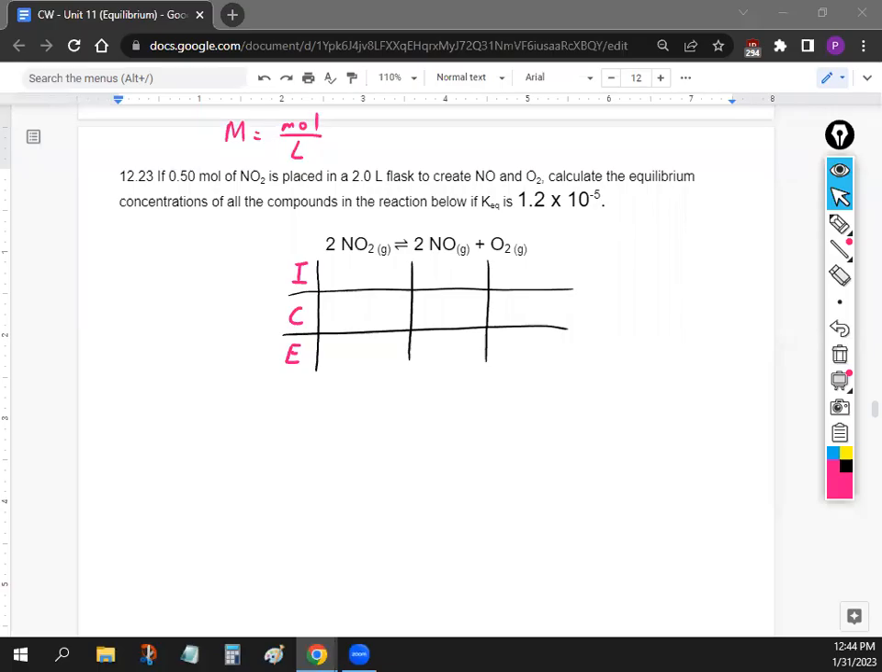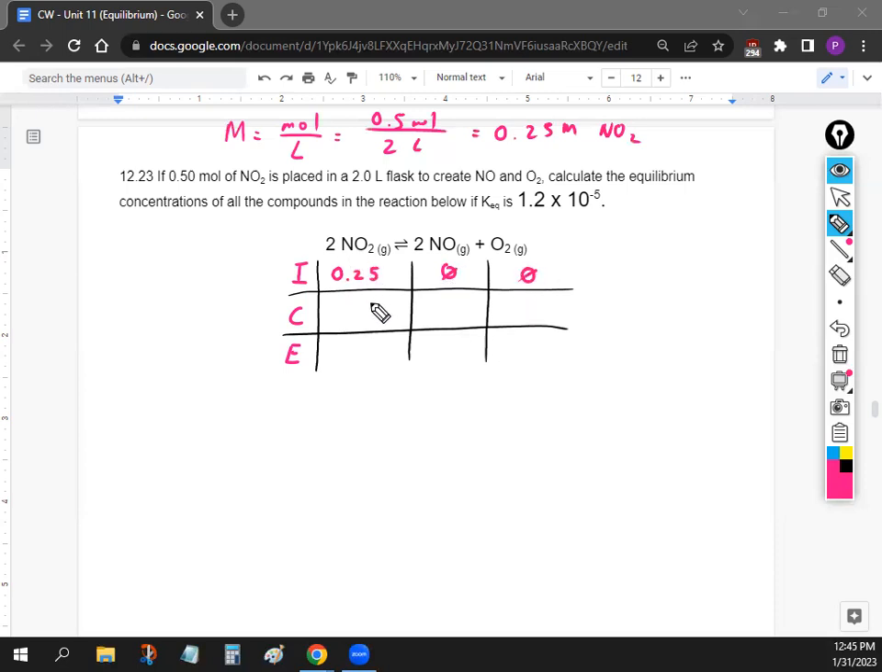All right, so here we have to set up an ice table because we have the starting concentration of the reactant, NO2, and we got the equilibrium constant, right? And so first thing you want to do is convert the moles and the volume into molarity. So 0.5 moles divided by 2 liters should give you 0.25 molarity for your NO2, okay? So you're going to be starting with 0.25 molarity of NO2, and it doesn't seem like we have anything else for the product, so we're going to assume that we start with just a reactant, okay?